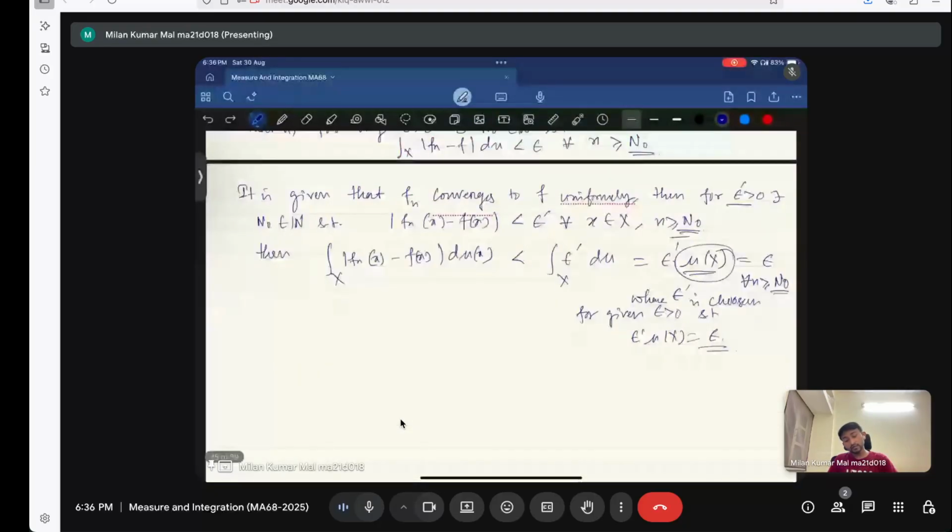Now as fn converges uniformly to f, then for this epsilon dash greater than 0, we will always get an n naught such that mod of fn x minus f x is less than epsilon dash. Now we have this, so this will do the job. So this completes the proof.